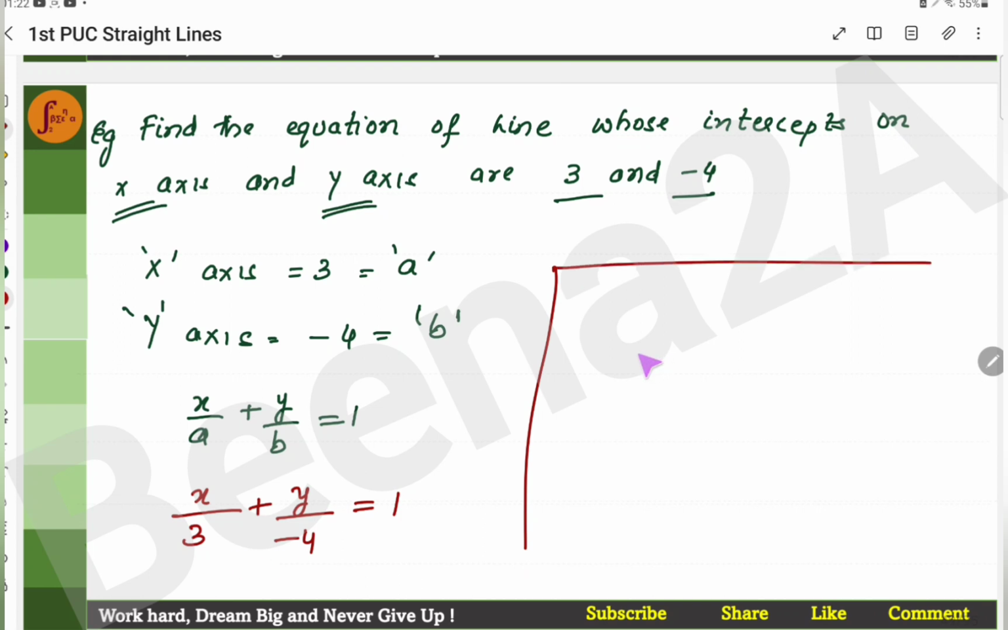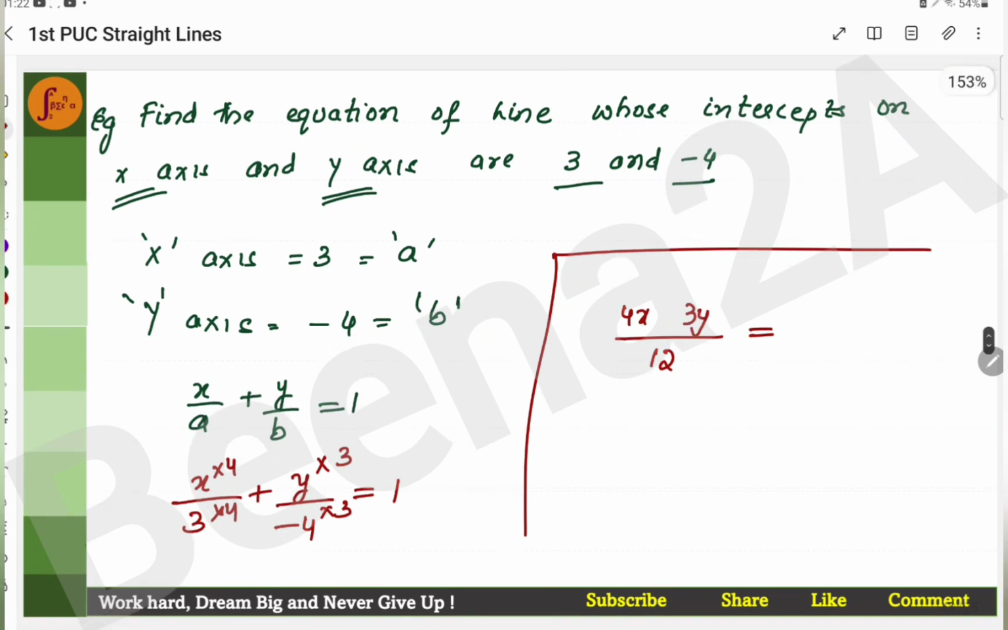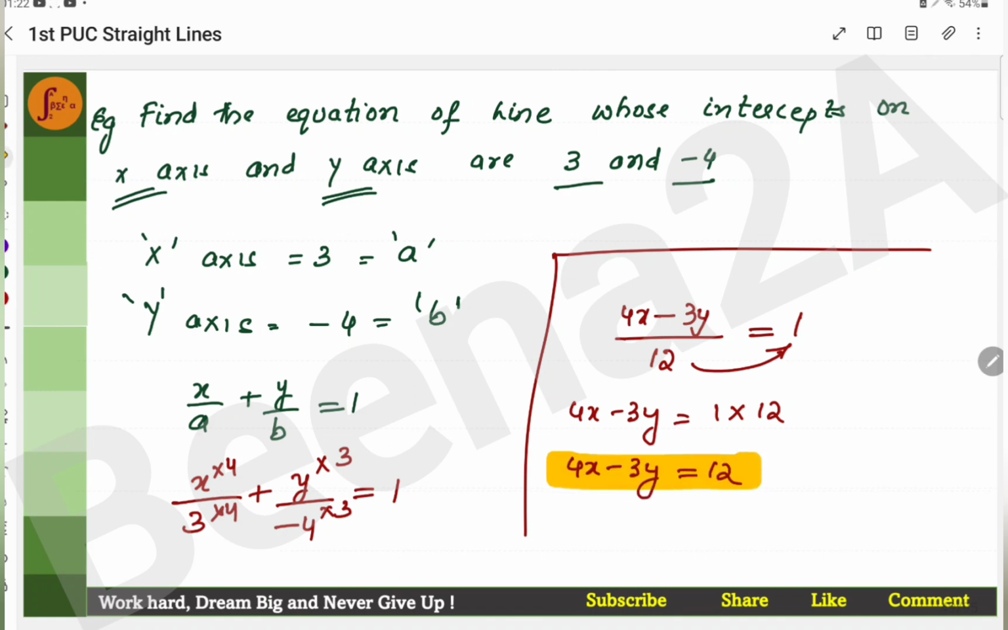Nothing but, let me take the LCM. It's going to be 12. So this will go 4 times. This will go 3 times. So 4x minus 3y is equal to 1. Now I'll shift 12 here. So it will be 4x minus 3y is equal to 1 into 12. It's 4x minus 3y is equal to 12. So this is the equation.